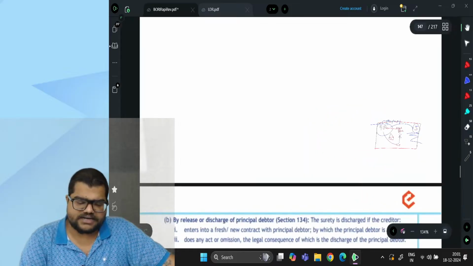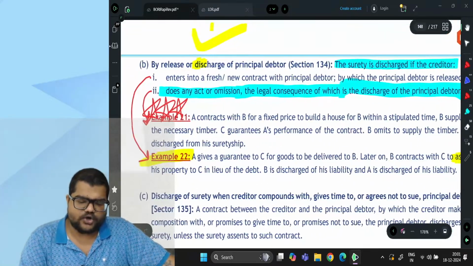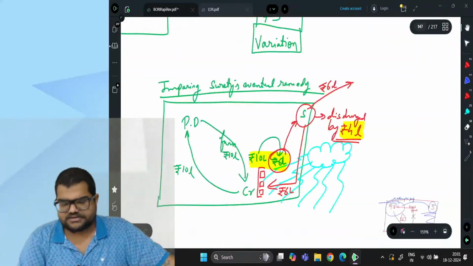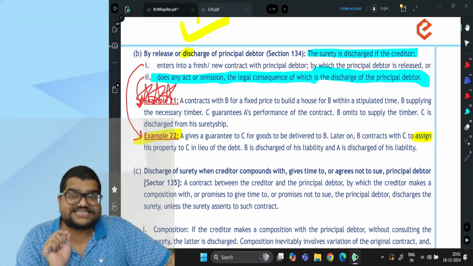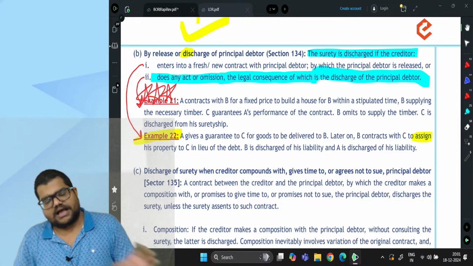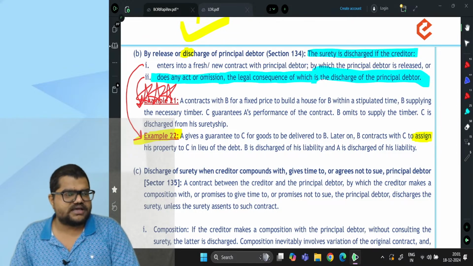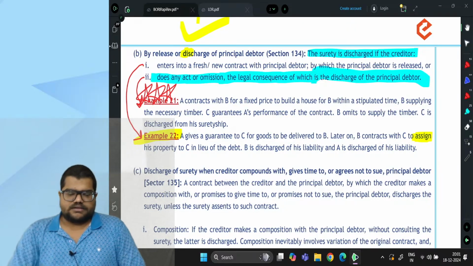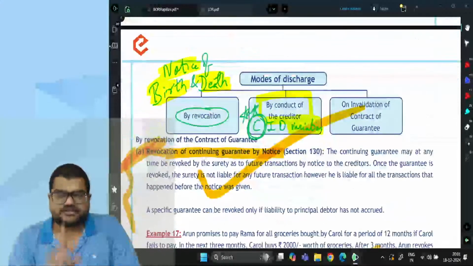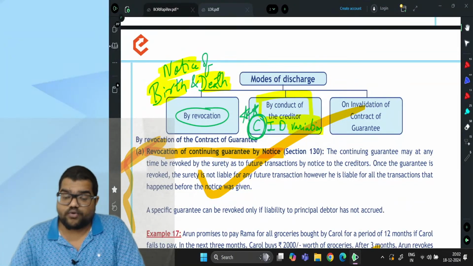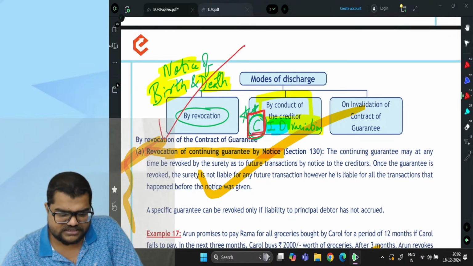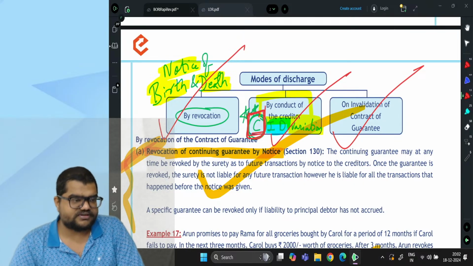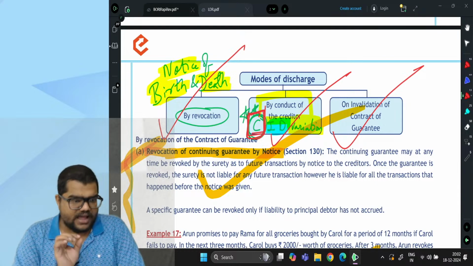Are we clear with point number D, discharge of principal debtor? Two points I tried to explain to you with the help of this diagram. Because we are only left with point number C, compounds with. We are only left with one point out of the 10 points that we had, because we are done with I and D. Only C is left. Please tell me, are we clear till now?